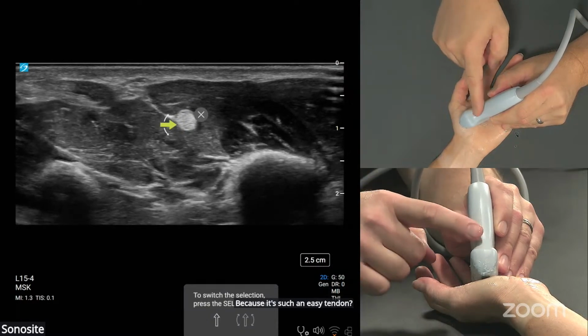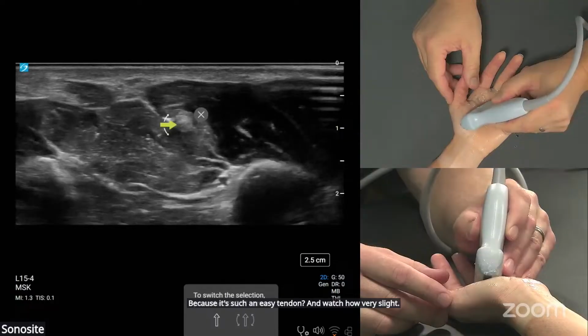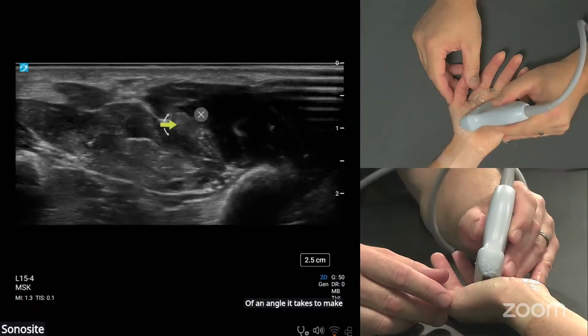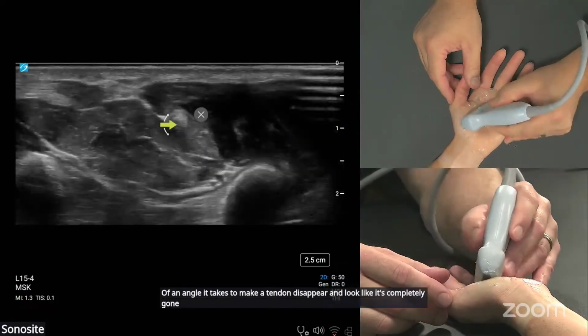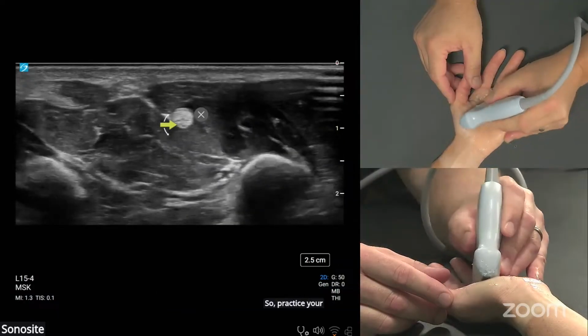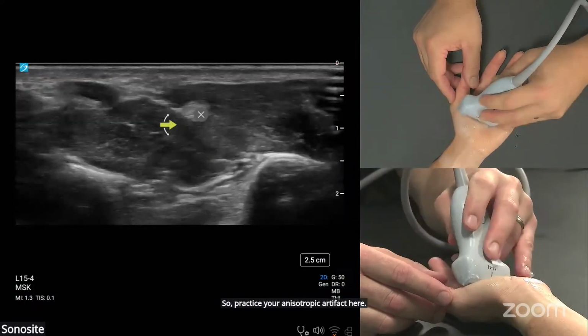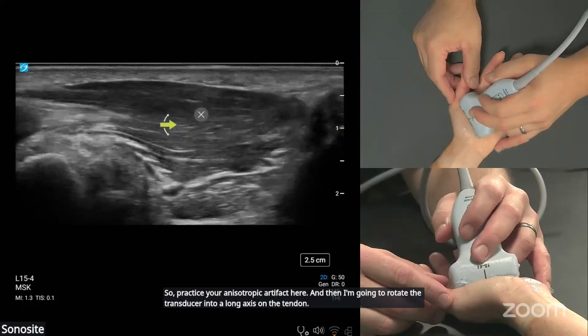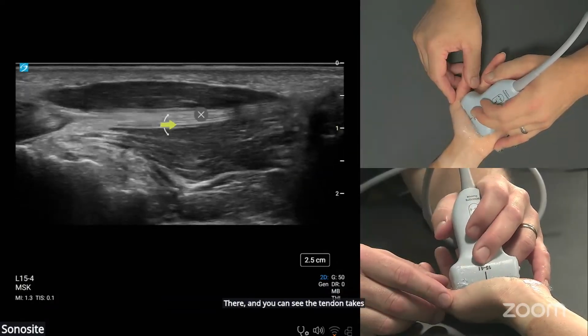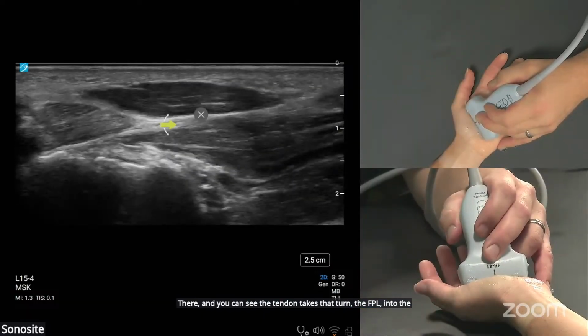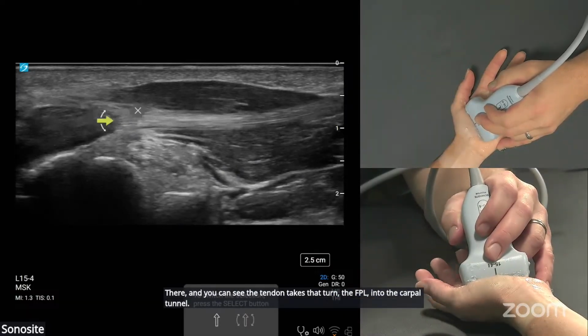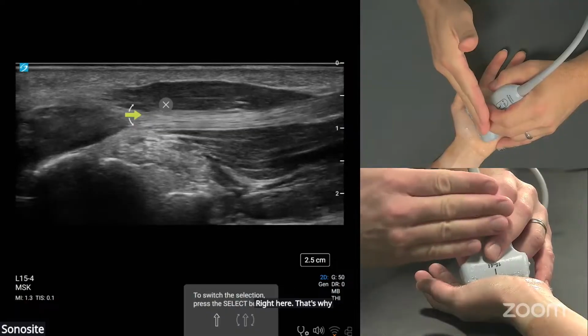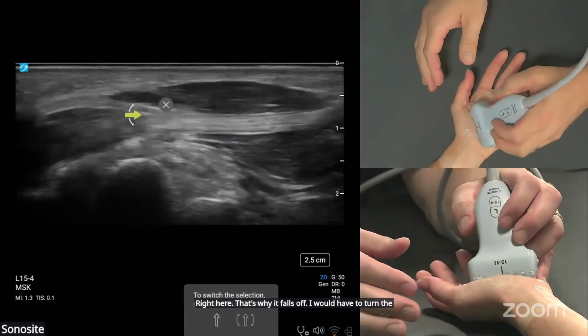And watch how very slight of an angle it takes to make a tendon disappear and look like it's completely gone. So practice your anisotropic artifact here. And then I'm going to rotate the transducer and go long axis on the tendon. There. And you can see the tendon takes that turn, the FPL, into the carpal tunnel. Right here. That's why it falls off. I would have to turn the corner and rotate the transducer in.